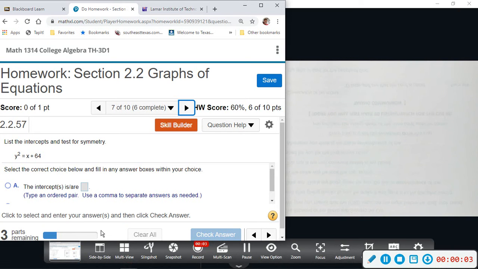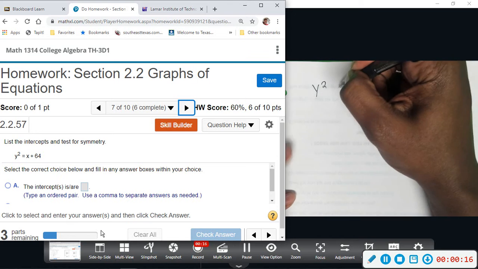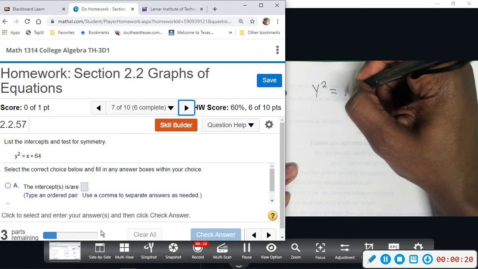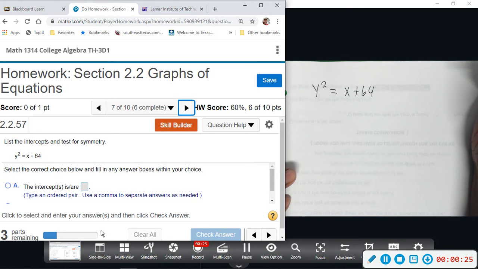Number 7, we want to list the intercepts and test for symmetry. Okay, so we're going to do all parts together. So first we're given y squared equals x plus 64. Alright, so we're going to find the x and y intercepts.